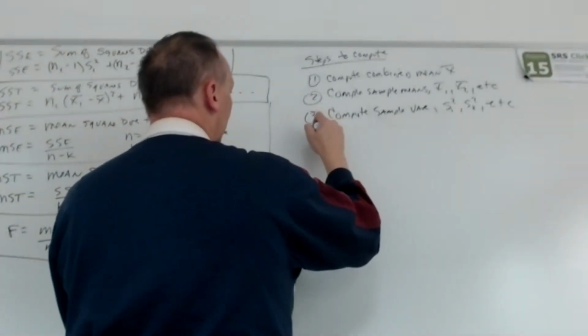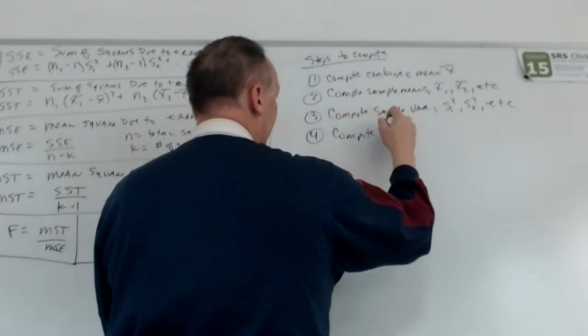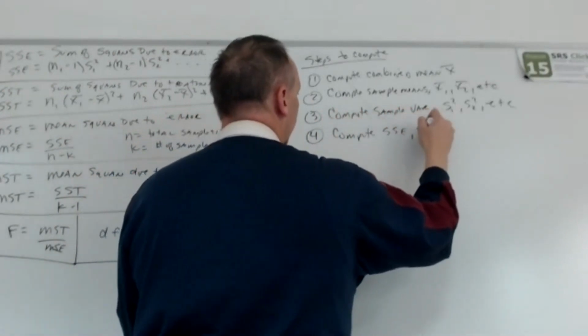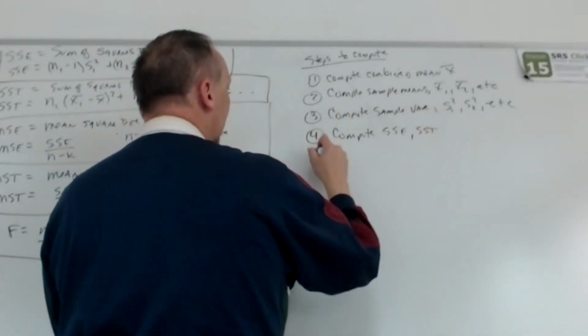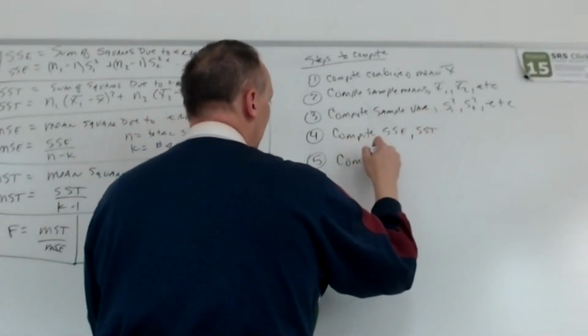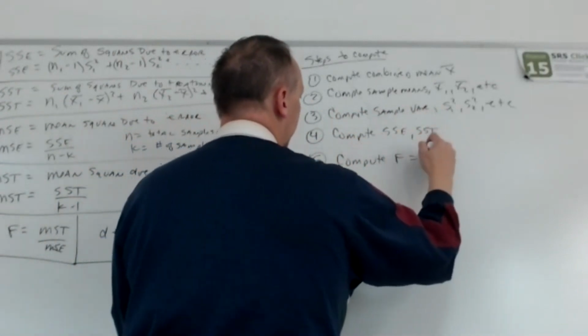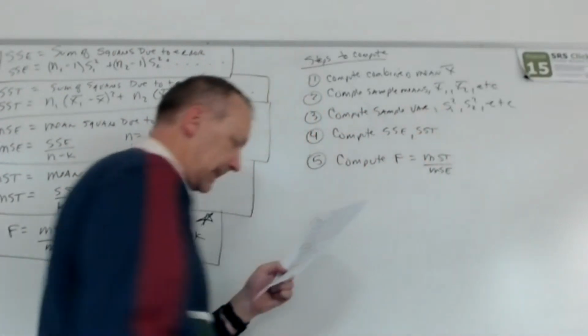Step number 4, compute the SSE and the SST. And then finally, compute the F statistic, which is the MST divided by the MSE. Okay?